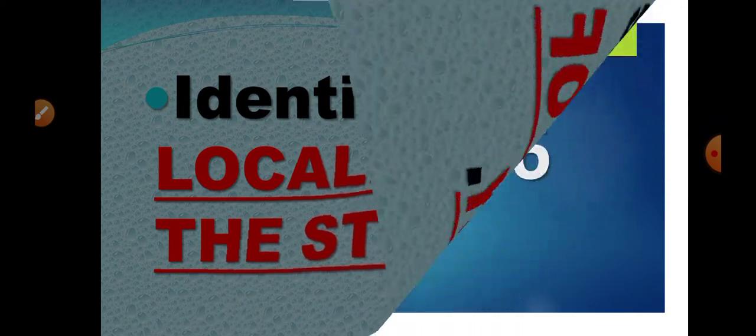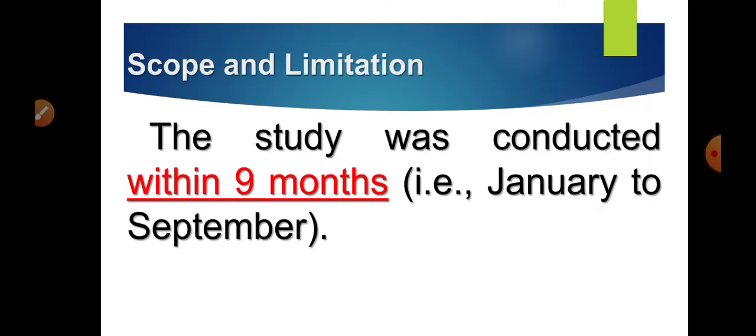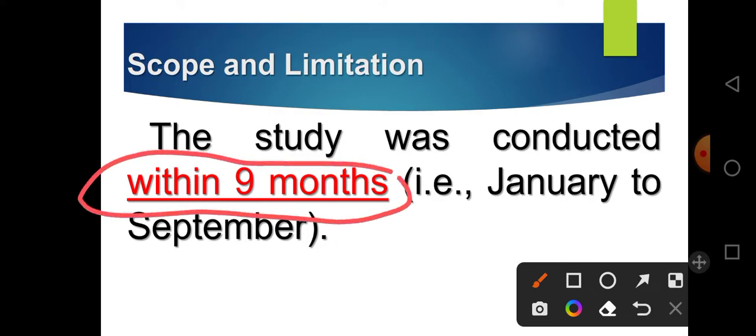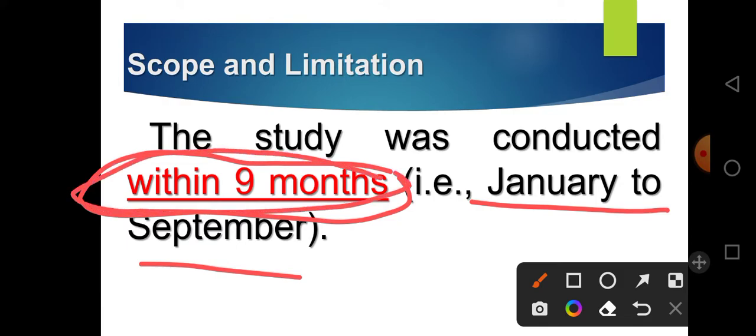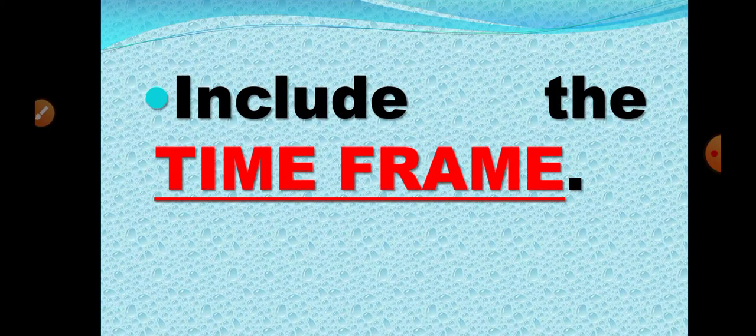And lastly, to conclude the scope of your study, we have this last sentence: the study was conducted within 9 months, from January to September. From the phrase "within 9 months," what does it infer? This part reveals the time frame of your study. In writing the scope, you must include the time frame of your study: when will you conduct your study, from when and up to when?